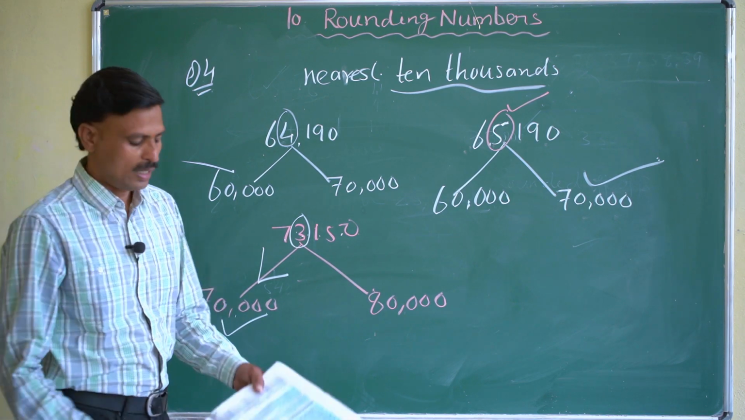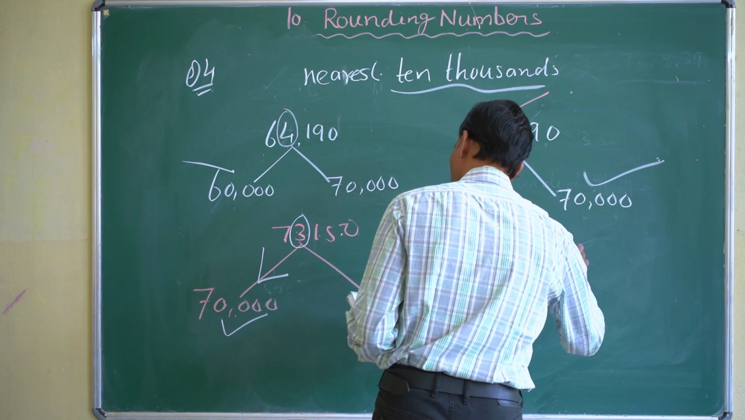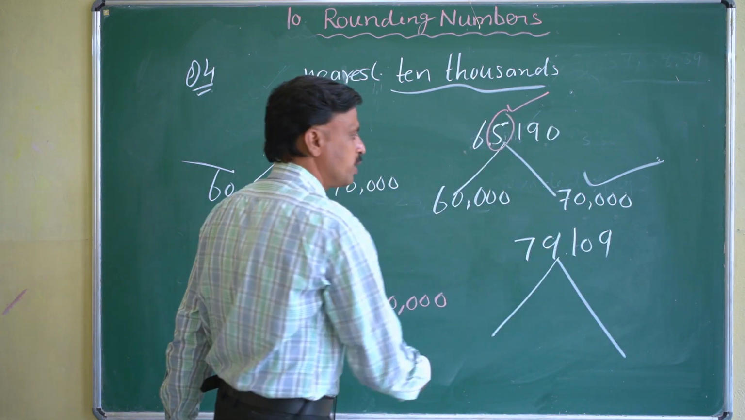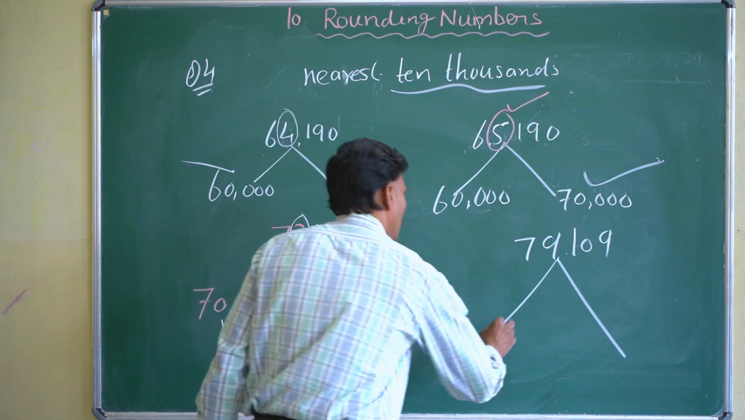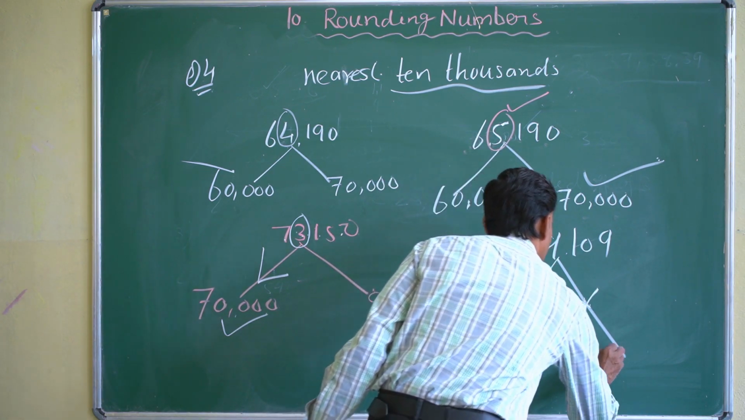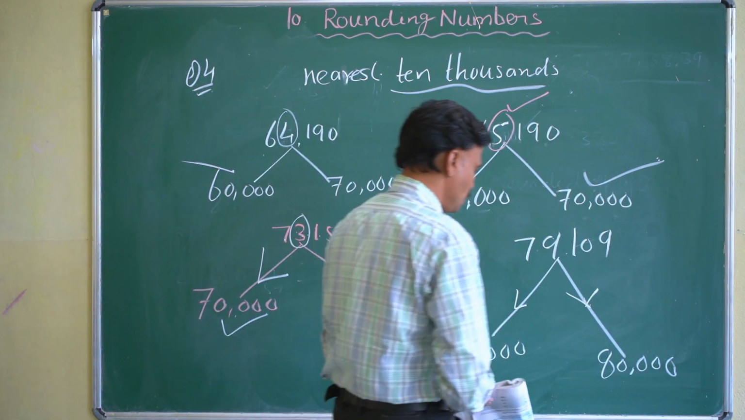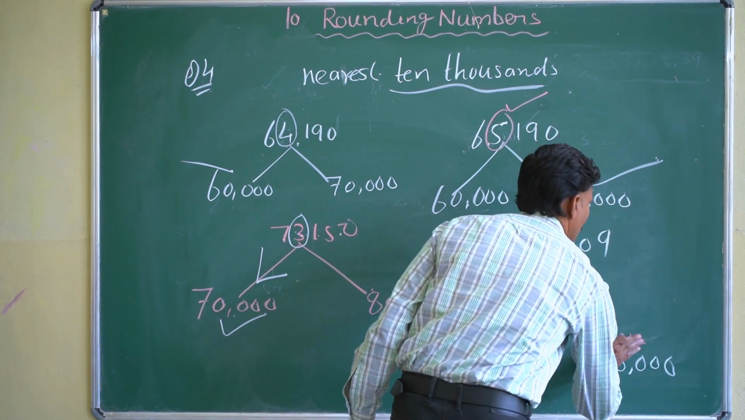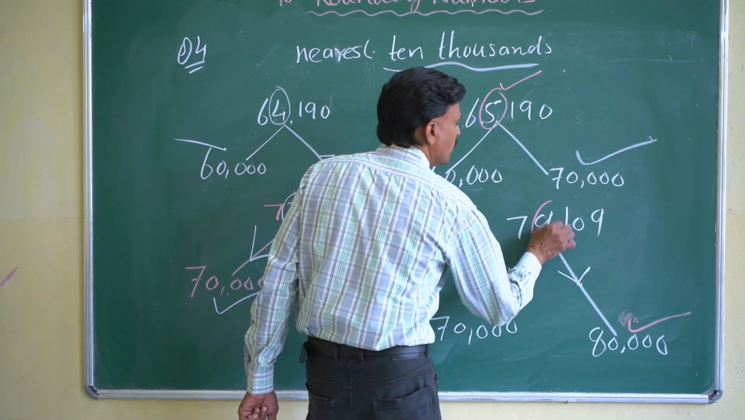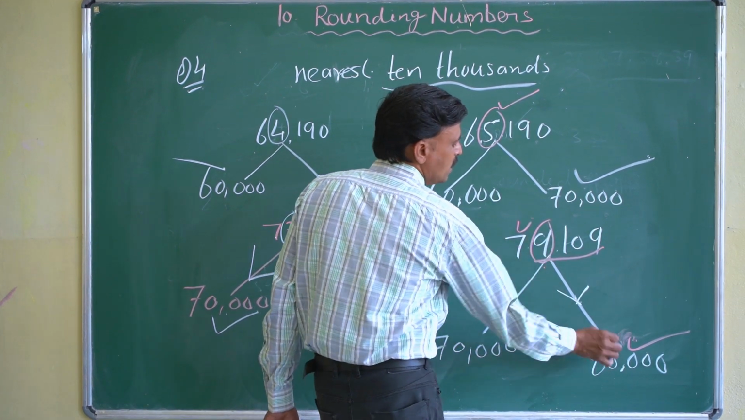instead of 80,000. Okay, suppose the next number is 79,109. If we round off, we have to tell whether it is nearest to 70,000 or 80,000. Right? So you will say definitely it is nearest to 80,000. Why? Because the thousand place digit is 9. So the 10,000 digit will be increased by 1 and the others will be 0.